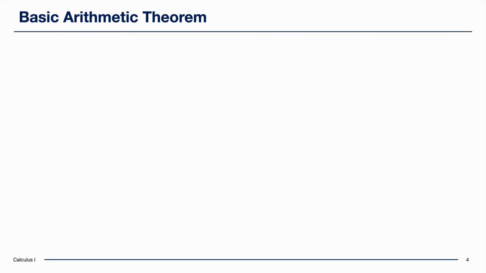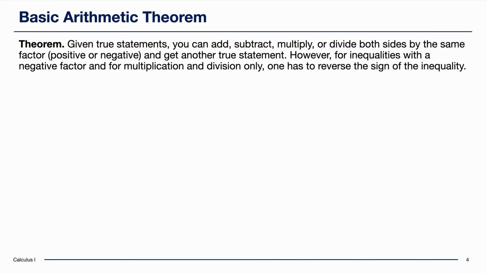Now let's introduce two theorems. Let's start with the basic arithmetic theorem. The basic arithmetic theorem states that given true statements, you can add, subtract, multiply, or divide both sides by the same factor, whether it's a positive or negative number, and get another true statement. However, for inequalities with a negative factor, and for multiplication and division only, you have to reverse the sign of the inequality. For example, 3 plus 5 is equal to 1 plus 7 is a true statement.